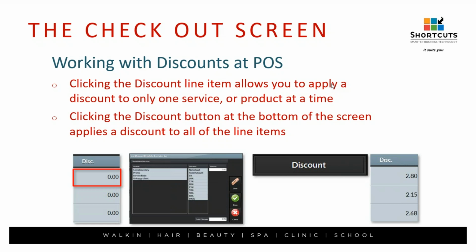Now, if you press the discount button at the bottom of the screen, you're actually telling Shortcuts, I want to apply a discount on everything, every service and every product that the customer has. So be very careful when you're using discounts. Be very careful with the front desk and just remind them, if they're giving a discount, they're only supposed to give it on certain services or products, usually with the customer bringing in a coupon or showing some sort of coupon on their phone.